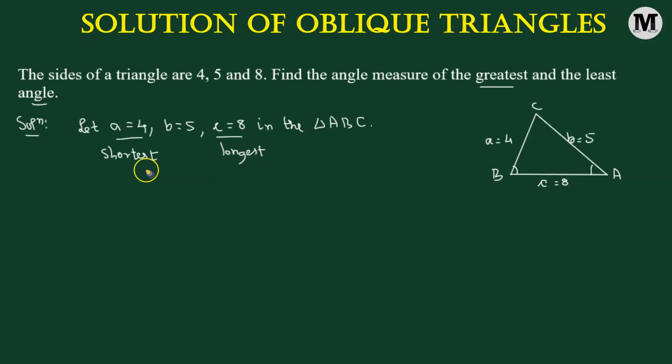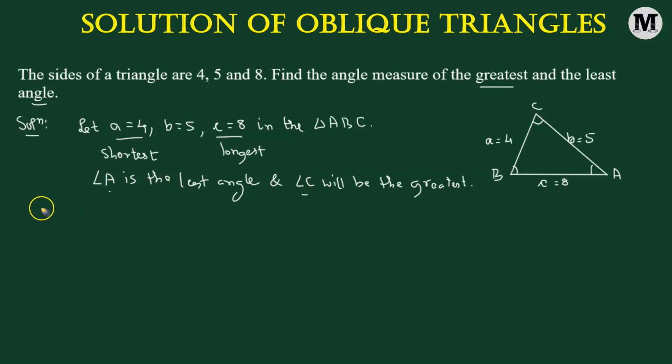Now we know for a fact that the angle opposite to the shortest side gives us the smallest angle. So here we can say that angle A, which is opposite to a equals 4 units, is the smallest angle, or the least angle. The longest one will be angle C, because that is the angle opposite to the longest side. So angle C will be the greatest of the 3 angles. Our goal is to determine the angle measures of angle A and angle C.